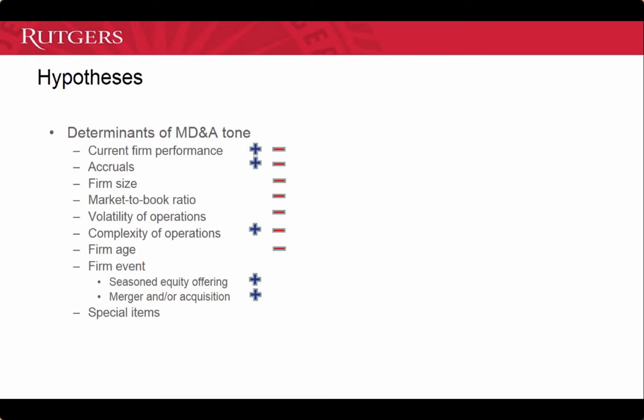Just firm events, just one-time events. It says positive. Special items. He equates special items with unusual performance. And firms with more negative special items should have a more negative MD&A tone. So more items, negative tone. I don't know about more positive items. He doesn't say.